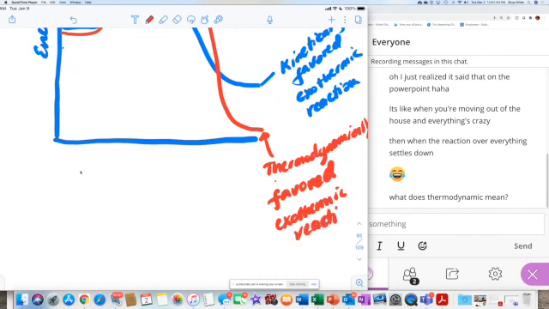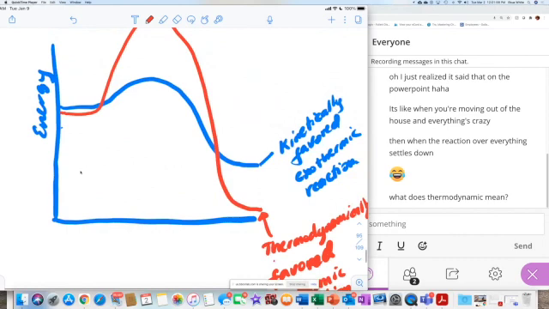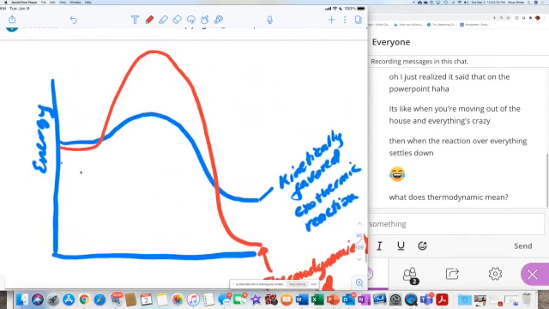Reaction. I'm keeping it simple by looking at an exothermic reaction in both cases, right? They're both exothermic because the starting point is higher than the ending point. This second one is thermodynamically favored. So what is the biggest difference between these two?